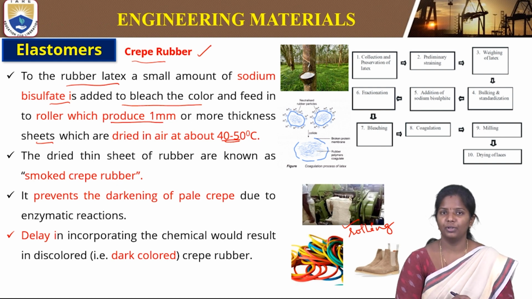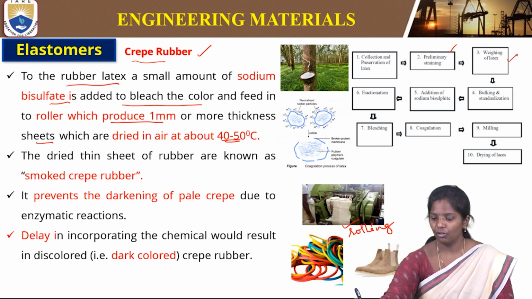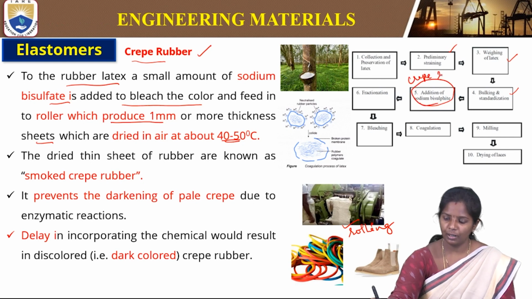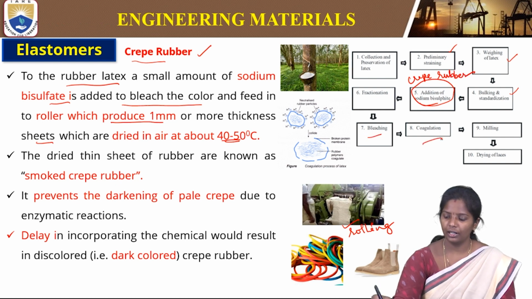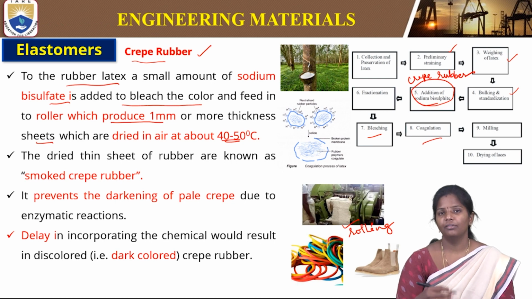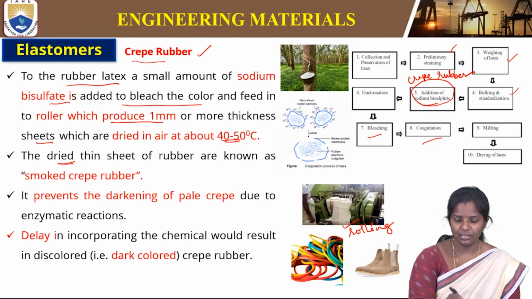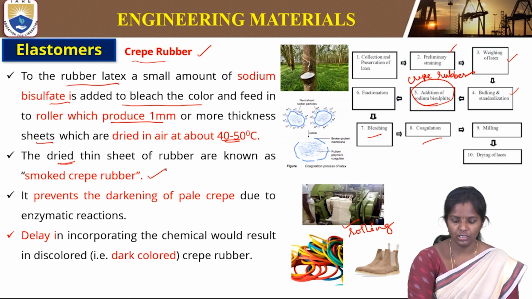For any rubber to form, initially a coagulation step is required, and depending on the different treatments, different types of rubbers are formed. So first the preliminary straining and weighing of latex, then bulking or standardization, then addition of sodium bisulfate. In this step crepe rubber forms. Then again the bleaching, coagulation. Depending on our application, we treat the rubber so that it forms different colors. This dried sheet of rubber is also known as smoked crepe rubber.